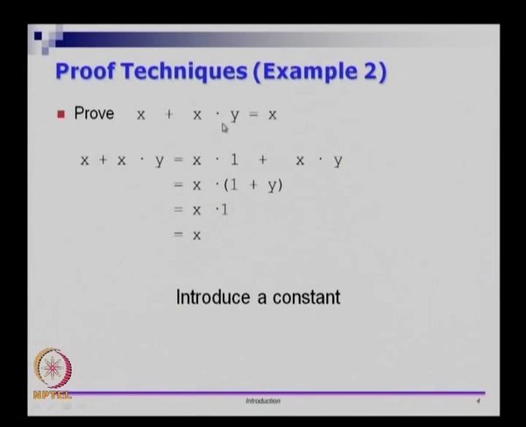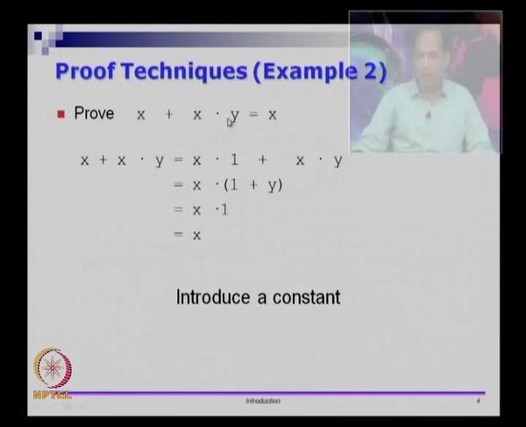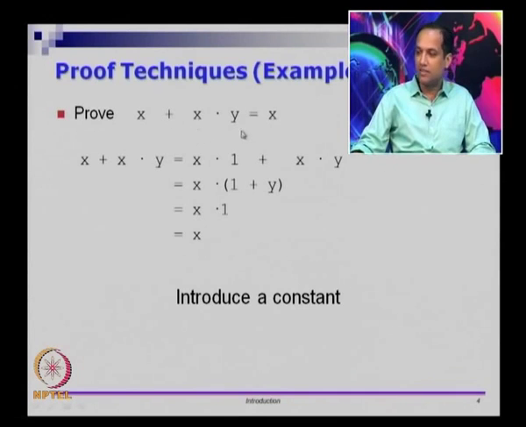This is actually called the absorption rule: x or x and y is x. Let us see how to prove this. Again we start from the left-hand side. One usual technique is to try and introduce a term. In this case x is ANDed with 1, sometimes you OR it with 0. Here we want to simplify x or x and y. If you introduce a term and 1, it does not change the value of the expression.